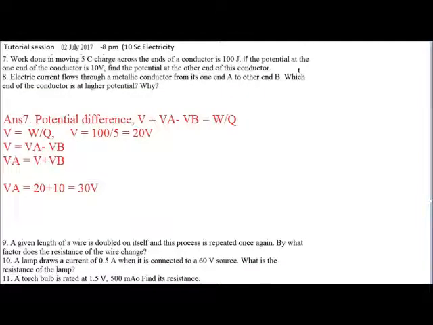Question number 7. Work done in moving 5 coulomb charge across the ends of a conductor is 1000 joules. Remember, work is always given in joules, and of course charge in coulombs. So if the potential at the one end of the conductor is 10 volts, find the potential at the other end of this conductor. So basically here we have been given the potential at one end, and the second end you have to calculate.